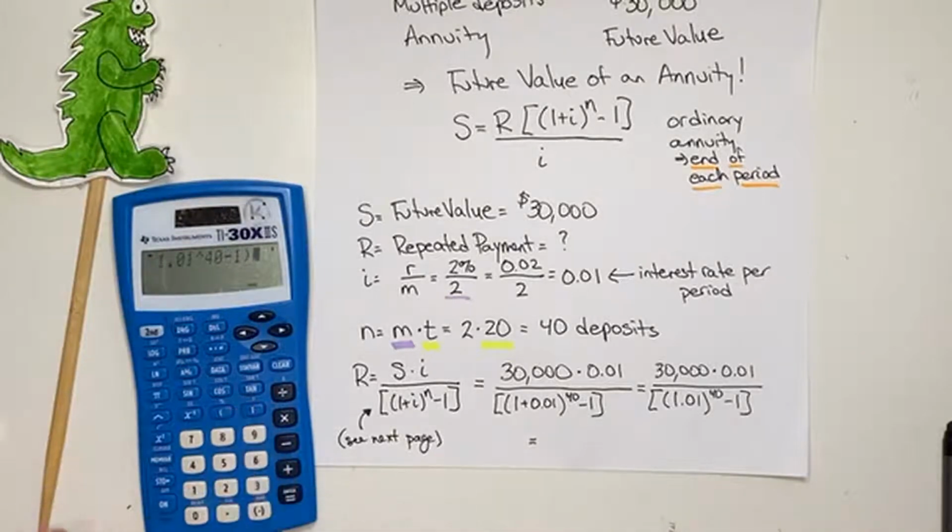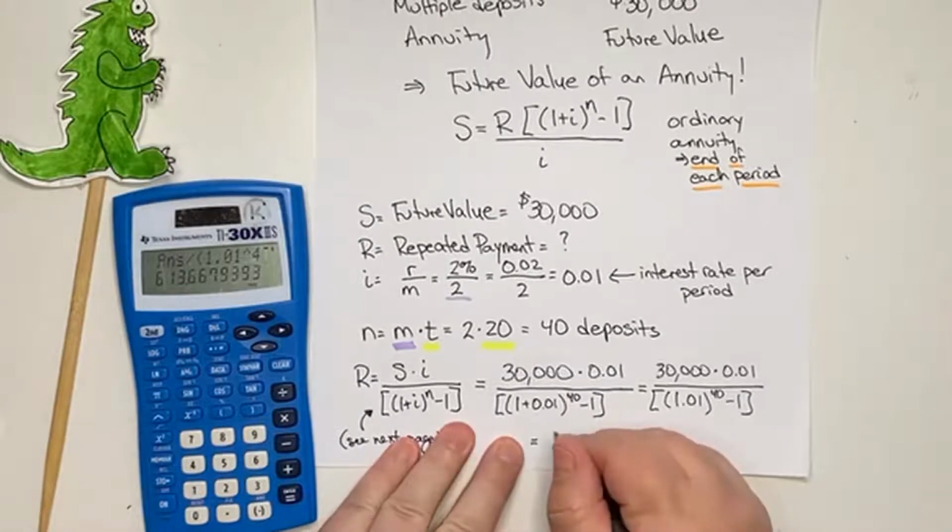I'm going to close the parenthesis. I'm going to cross my fingers and hit enter. And I'm going to get, woohoo, the correct answer.